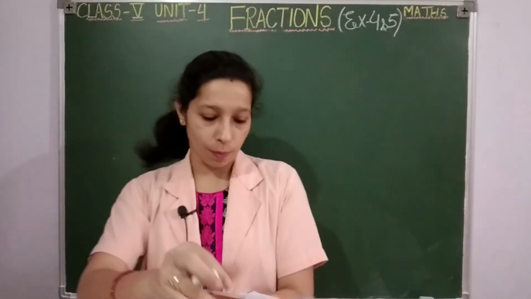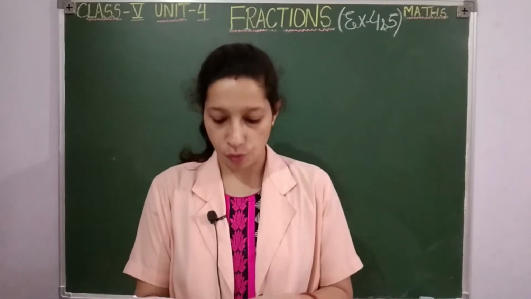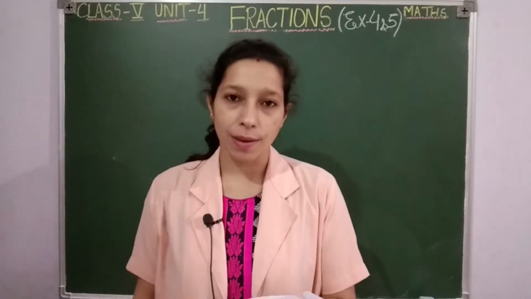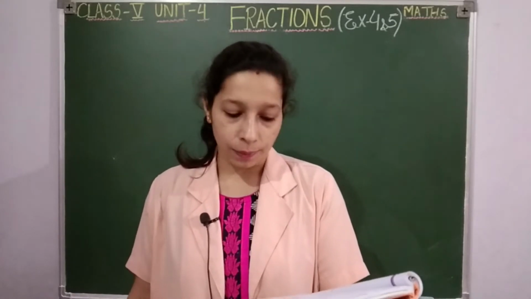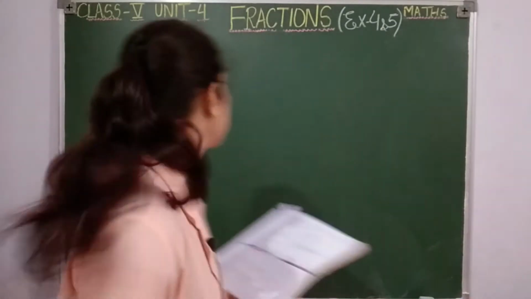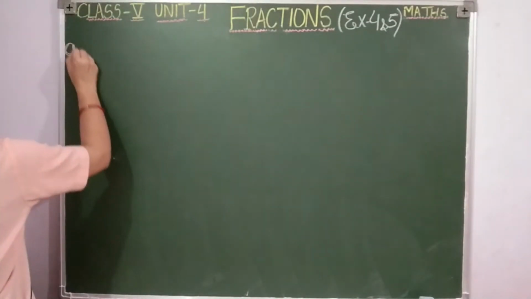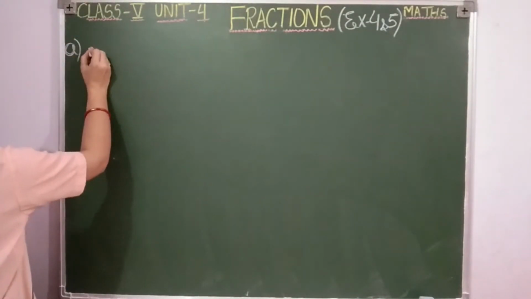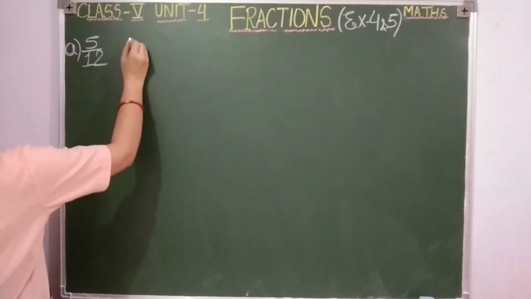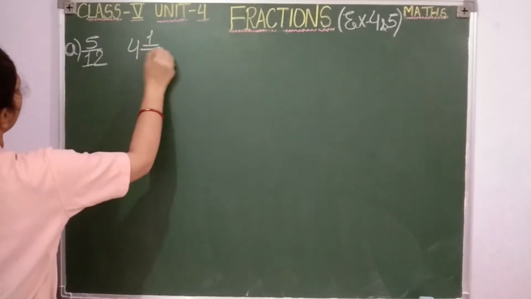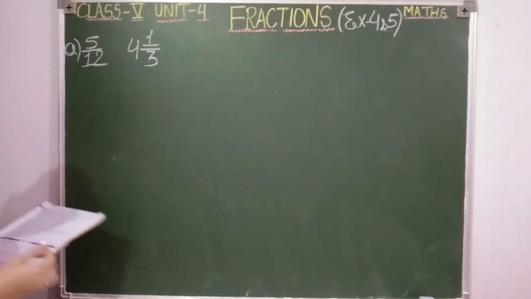You can see question number 1 from exercise number 4. Fill in the blanks with the symbols greater than or less than. Let us see the first point students. It is given 5 upon 12, then a dash, then 4 whole 1 upon 3. This is the question students.